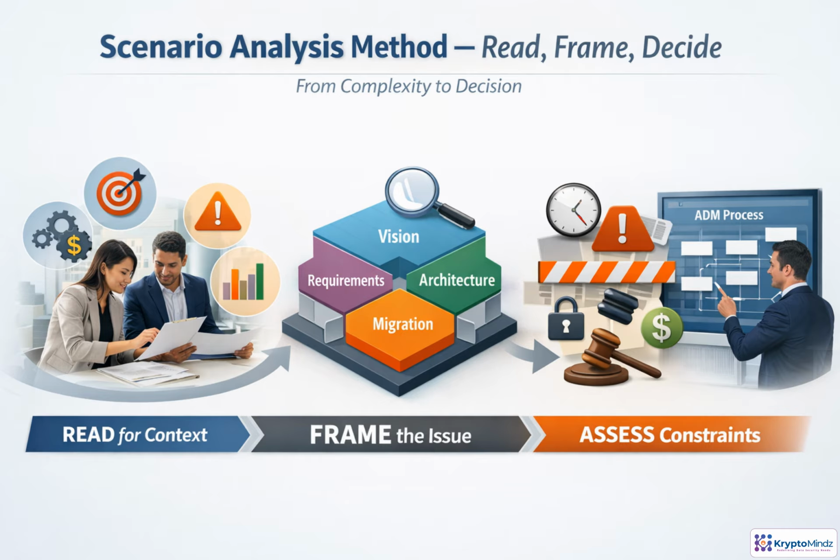When a scenario feels complex, slow down before choosing. Read for context. What is the organization trying to achieve, and what pressure is driving the change? Then frame the issue. Is it about vision, requirements, architecture definition, migration, governance, or change management? Next, assess constraints such as risk, regulation, budget, time, stakeholder concerns, and capability gaps. Only then decide. Choose the option that best fits the ADM sequence, governance discipline, and architecture principles.